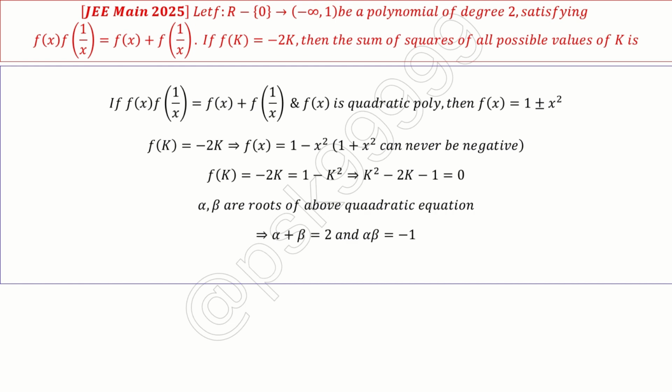So what I need is the sum of squares of all possible values of k. Sum of squares of roots, right? Roots of k square minus 2k minus 1, which is nothing but alpha square plus beta square, which is alpha plus beta whole square minus 2 alpha beta, which is 6. That is the answer. Okay.